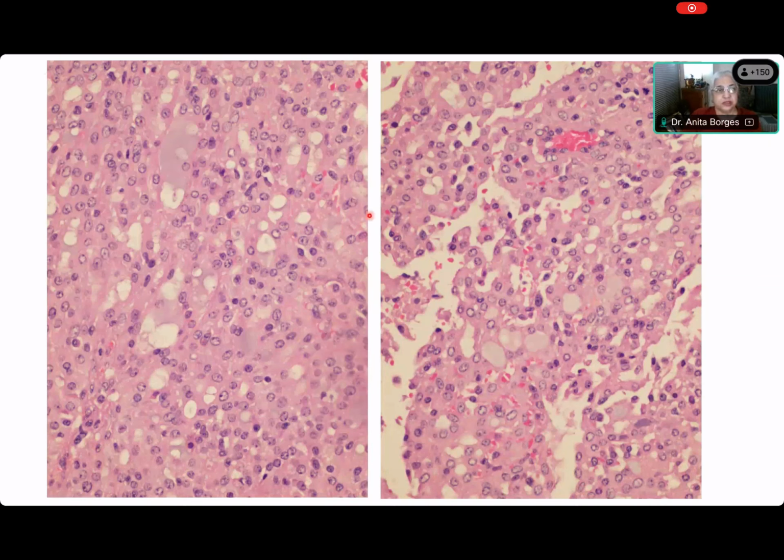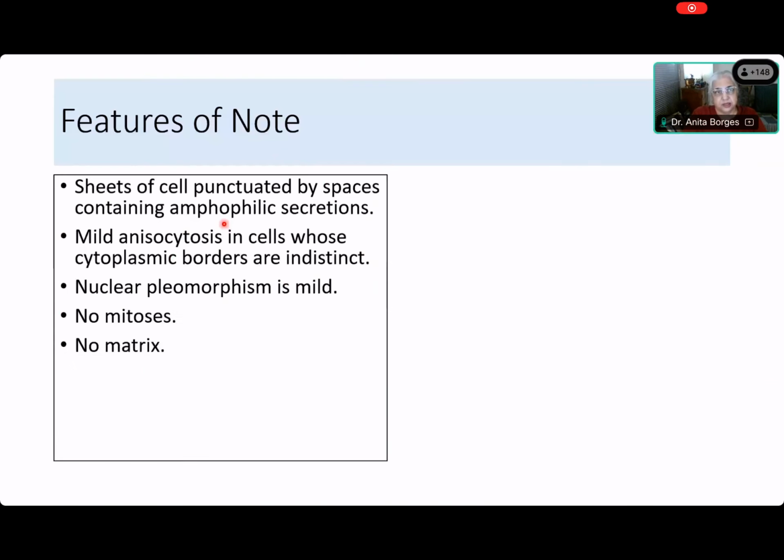Yeah, and here too. And you described these cells beautifully. They have eosinophilic cytoplasm. They have a round nucleus, and some of the nuclei have prominent nucleoli, but nice vesicular nuclei. Excellent. That's very good. I think it was Madhu. Yes. Okay, so I said exactly here: sheets of cells are punctuated by spaces containing amphophilic secretions, some pink, some blue, some light gray or whatever. Mild anisocytosis in cells whose cytoplasmic borders are indistinct. Now, nuclear pleomorphism is very mild. There are no mitoses, no matrix.